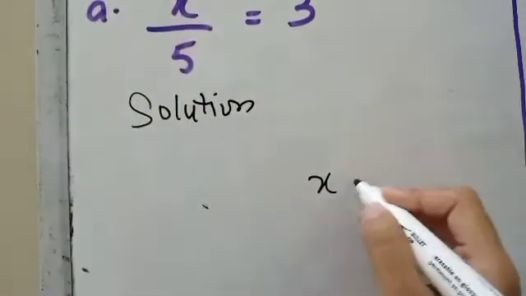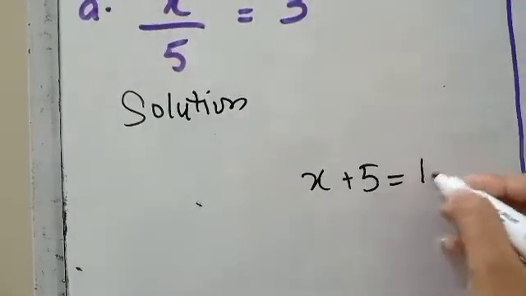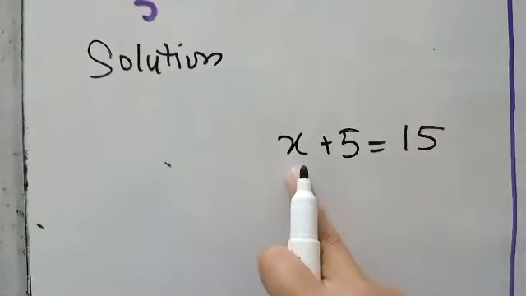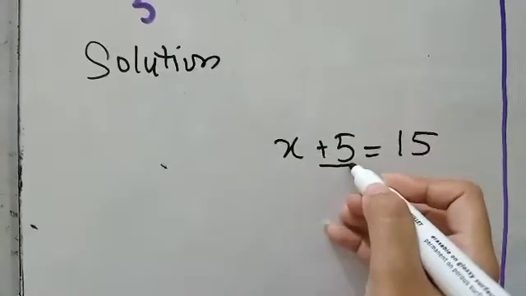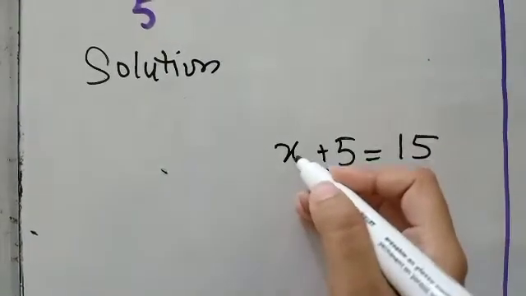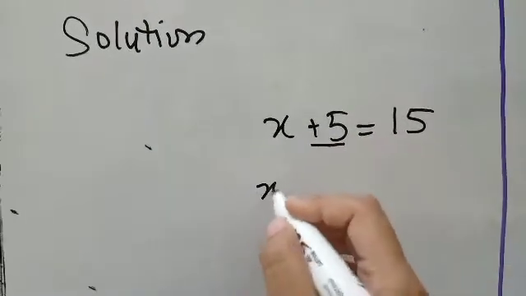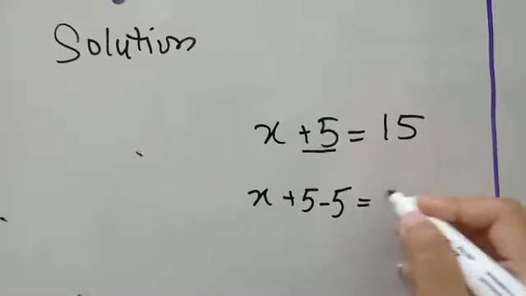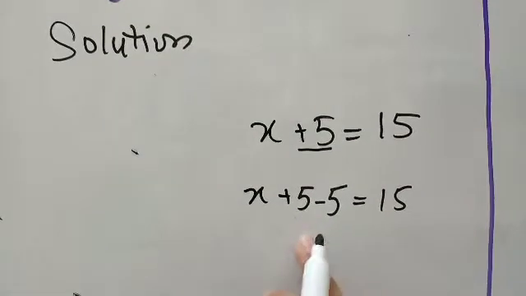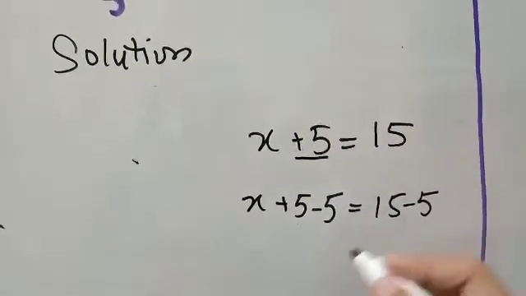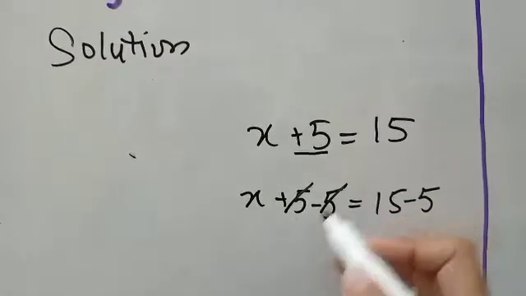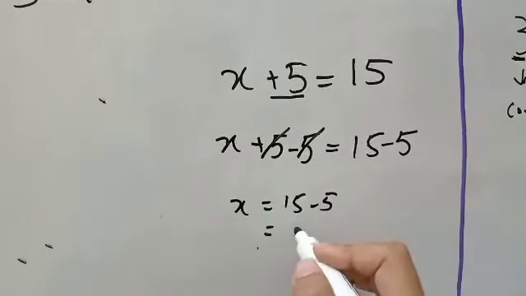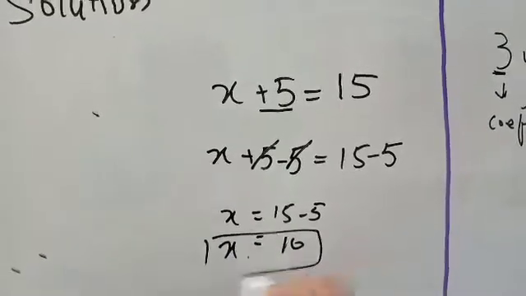For example, see this. Addition and subtraction is given. Now, if I have to take out the value, this was given in plus, extra attached with the variable. So to remove this plus 5, I was subtracting 5, and whatever I did over here, I did after the equal sign as well. This was reduced, this was reduced. x is equal to 15 minus 5, and I got the value of x, which is 10.